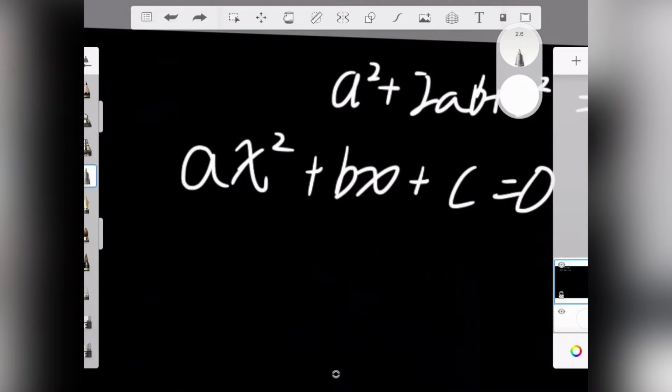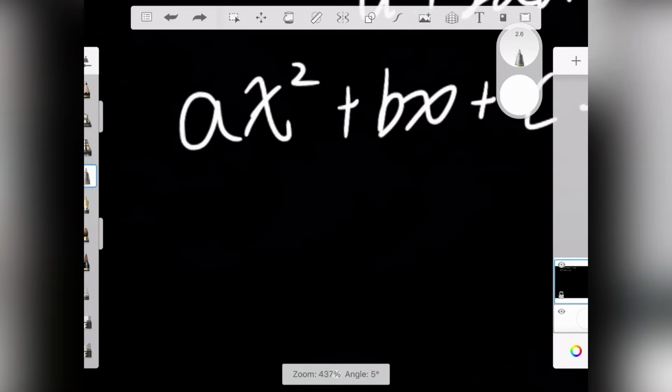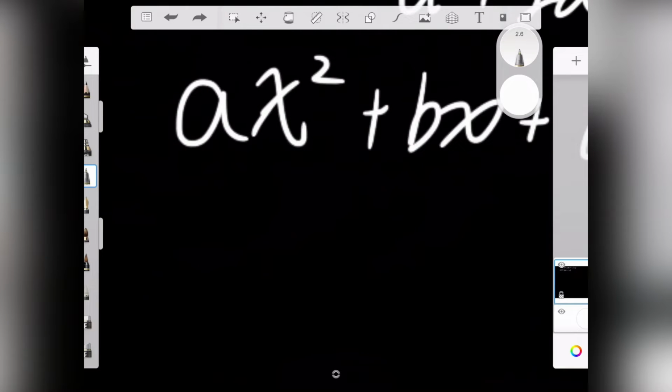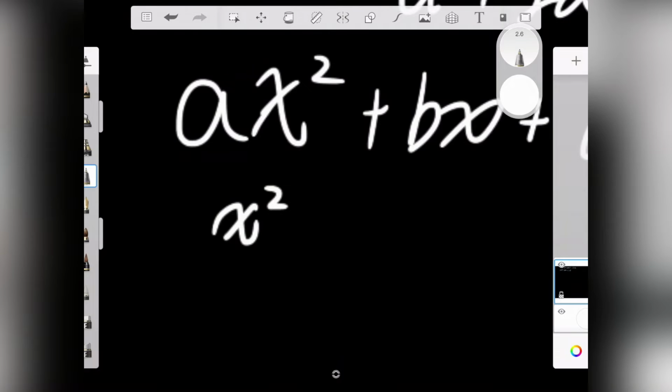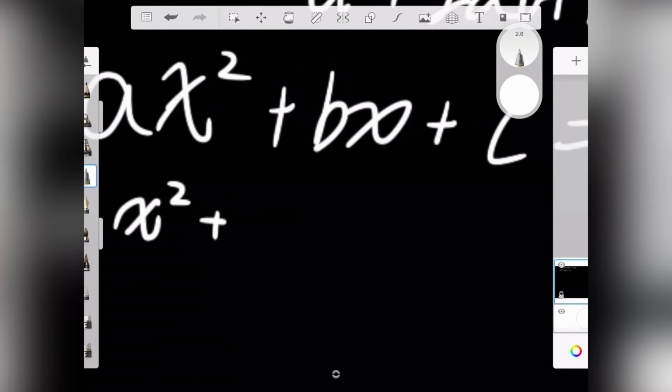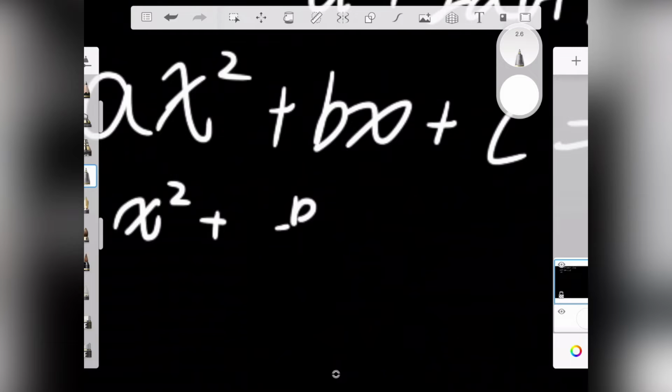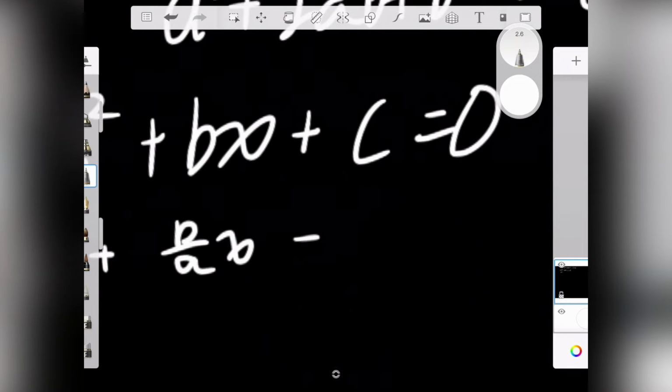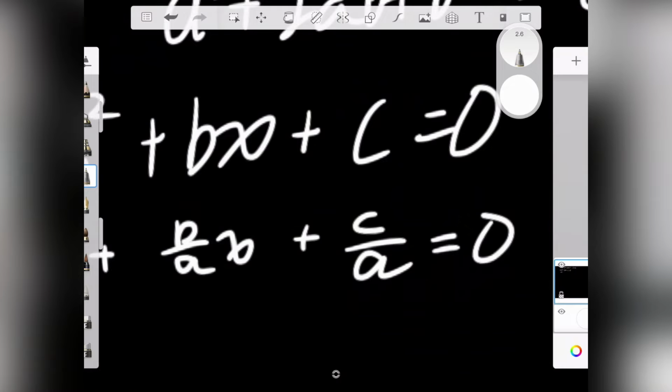Now the first step is to divide the whole equation by a. So what will we get? Now this a is cancelled, right? This a is cancelled, so we get x squared plus b divided by a x plus c divided by a equals 0.